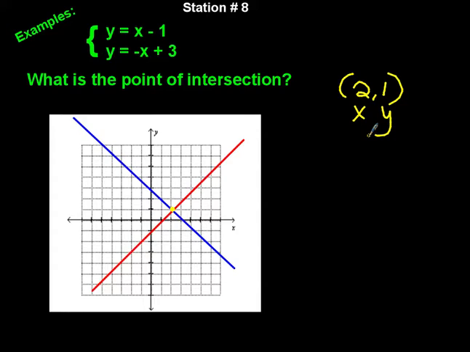Now, your calculator can also help you, especially if it's not as clear or you think there might be some decimals involved. So what you will do is grab your calculator. You'll hit second trace 5. 5 is intersection. You'll make sure that your cursor is right over top of the intersection you're asking about, and then you'll press enter 3 times. Look at the bottom, and it will tell you 2, 1.